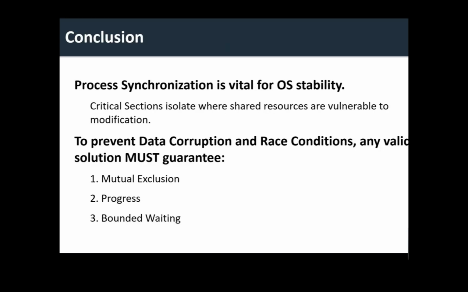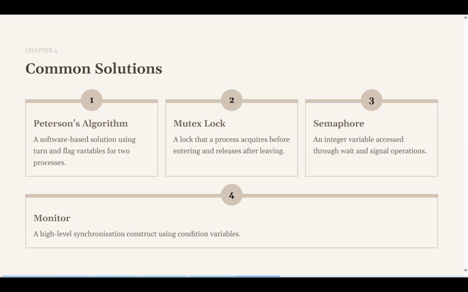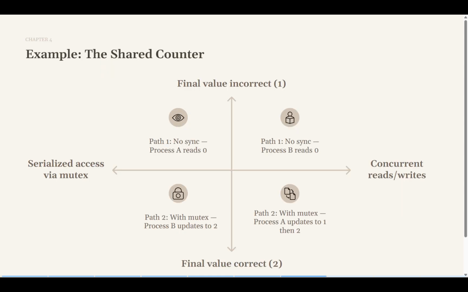What's the conclusion? Process synchronization is vital for the operating system. The critical section isolates where shared resources are vulnerable to modification. In a modern OS we have to let processes share resources because it is efficient. If they create a race condition, we have to follow all these three rules too. When one process gets into the critical section, the other one should wait till process A gets executed, right?